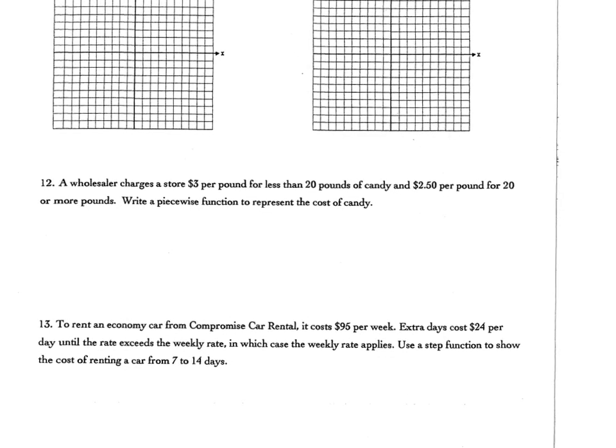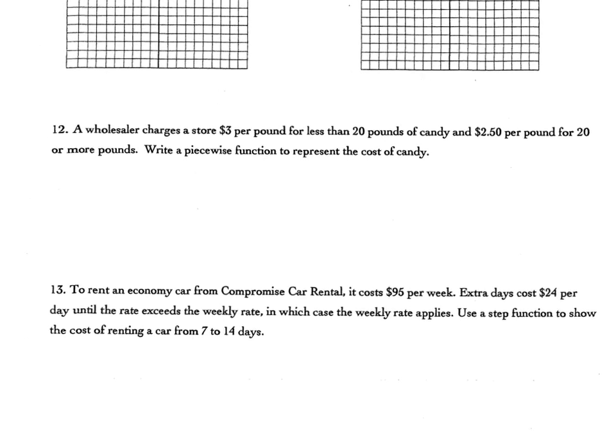Well, before I cut you loose and start on your own, let's talk about a word problem. Okay, so we're going to write a piecewise function to represent the cost of candy. So a wholesaler charges a store $3 per pound for less than 20 pounds of candy and $2.50 per pound for 20 or more pounds. Okay, write a piecewise function.